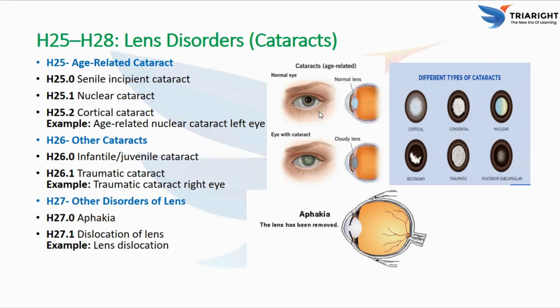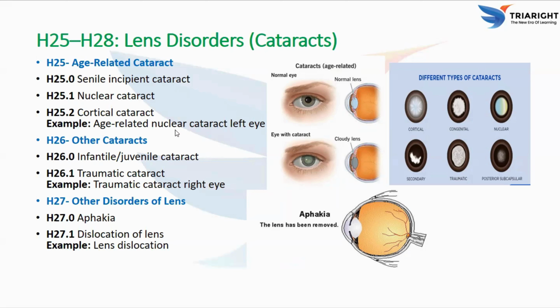So the lens is a transparent structure inside the eye that helps to focus the light onto the retina. So when the lens becomes cloudy, it is called a cataract, which leads to blurred vision. So these ICD-10 codes classify different types of lens disorders. So coming to H25, it is an age-related cataract.